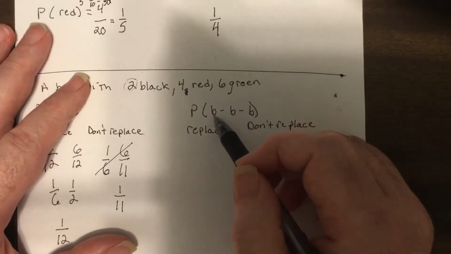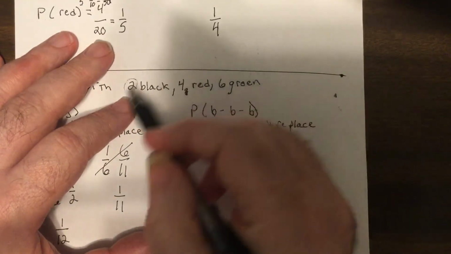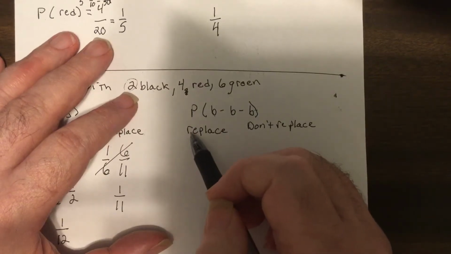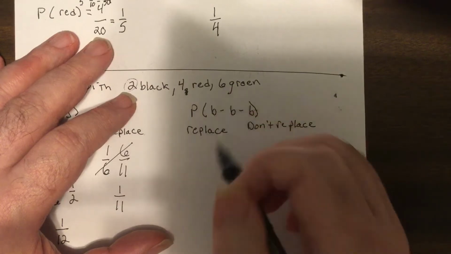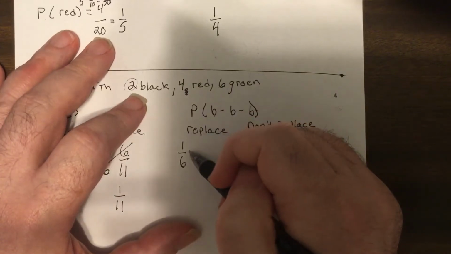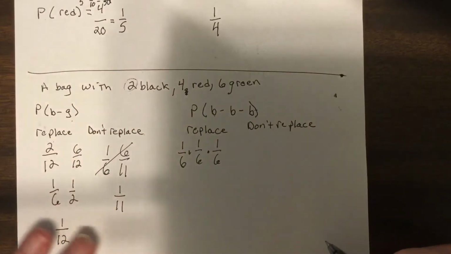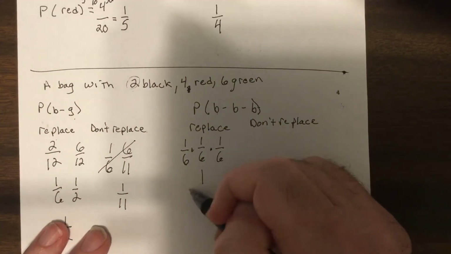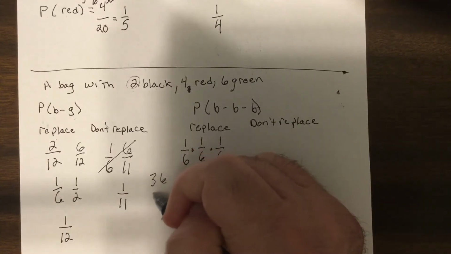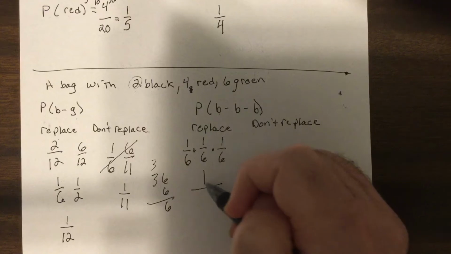Now, what's the probability of doing a black, a black, a black? Well, going back to the original bag, everything's filled up again. So the first black I pulled would be 2 out of 12, or 1/6, just like over here. If I'm replacing, the second black would be 1 out of 6, and the third black would be 1 out of 6. So it would be 1 over 36 times 6, I believe is 218. Let's see, that's 36. Yep, 216.